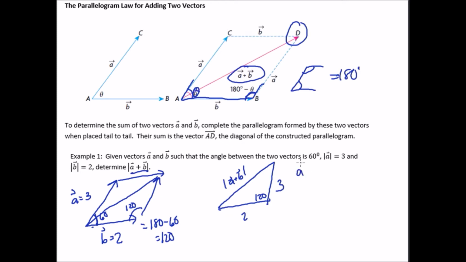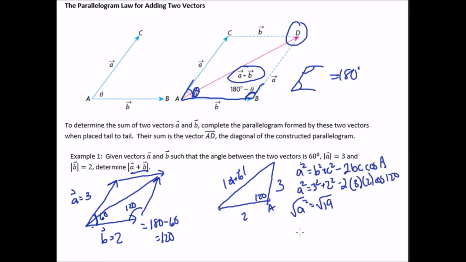Just to review, A squared equals B squared plus C squared minus 2BC cos A. So A squared equals 3 squared plus 2 squared minus 2 times 3 times 2 times cos 120. If we plug that into our calculators, 9 plus 4 minus 2 times 3 times 2 cos 120, I get 19, so root 19. So the magnitude of A plus B equals root 19.